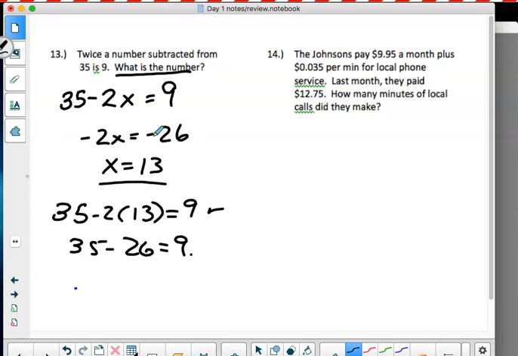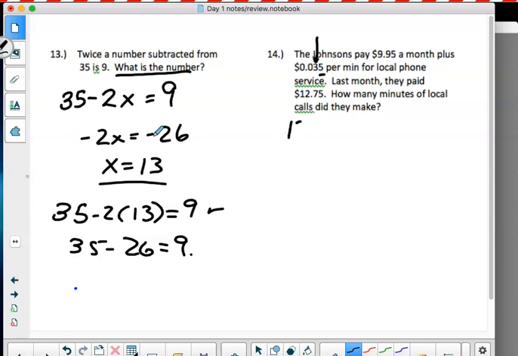Okay, so in 14, this one looks really tough, but it's not so bad. The Johnsons pay $9.95 a month plus 3.5 cents per minute for local phone service. And people are like, where did he get 3.5 cents? This is 3 cents and this is half a cent. Last month they paid $12.75. That was their big bill. I wish I could do $12.75. How many minutes of local calls did they make?